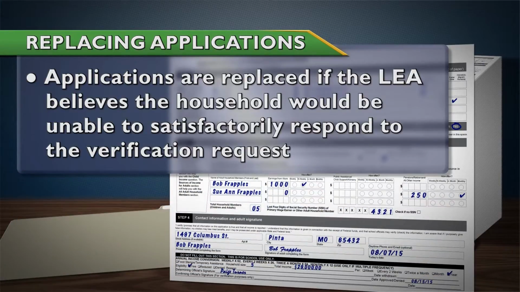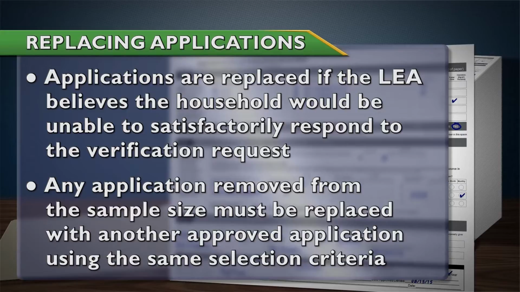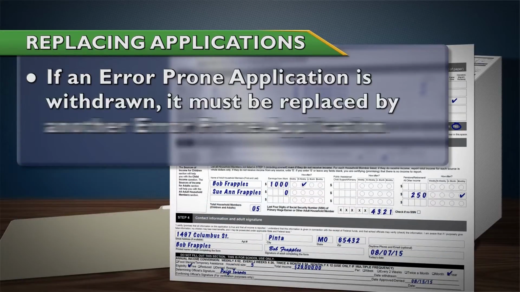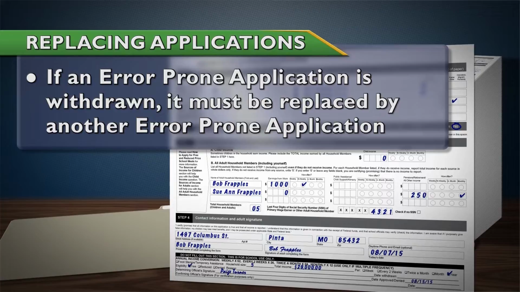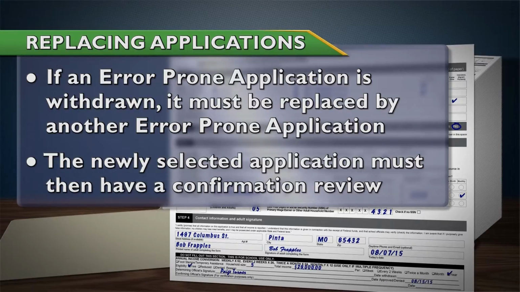The determination to replace applications is made if the LEA believes the household would be unable to satisfactorily respond to the verification request. Any application removed from the sample size must be replaced with another approved application using the same selection criteria. For instance, if an error-prone application is withdrawn, it must be replaced by another error-prone application. The newly selected application must then have a confirmation review.